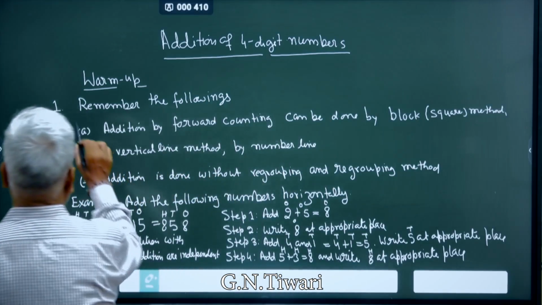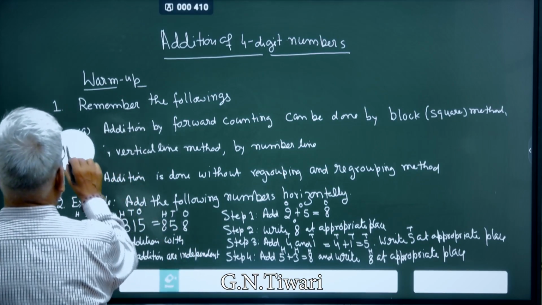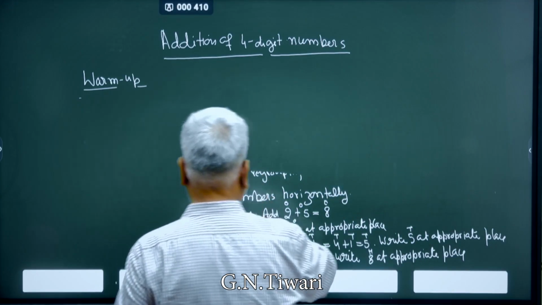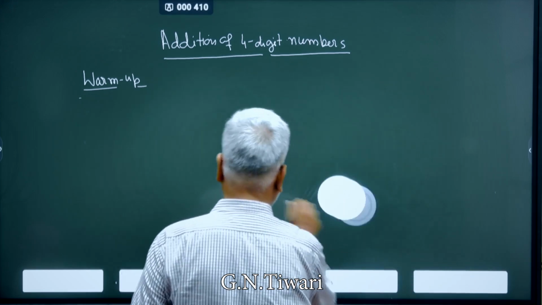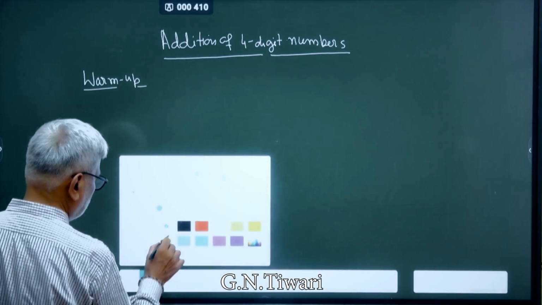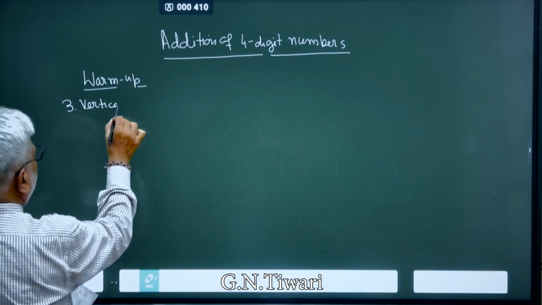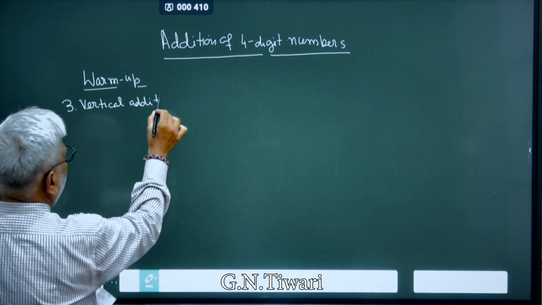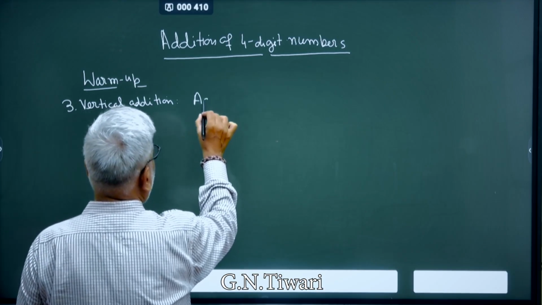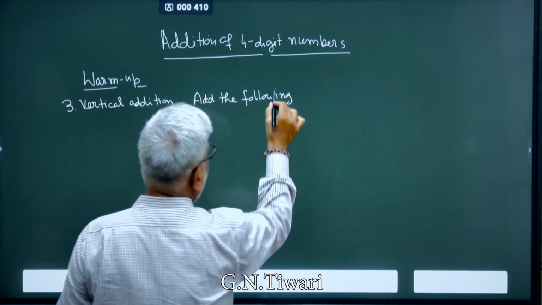Now I will give the third point to mention, which is vertical addition. Now see, third point, vertical addition. What to do? Add the following numbers.